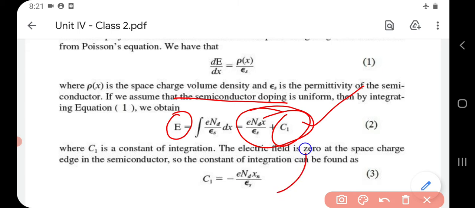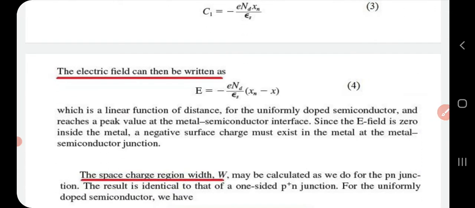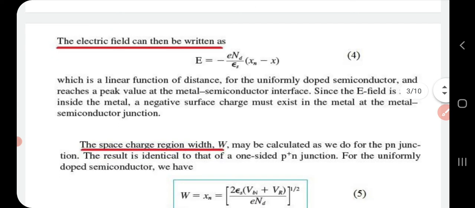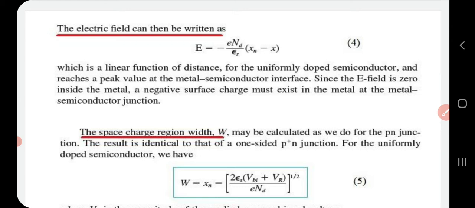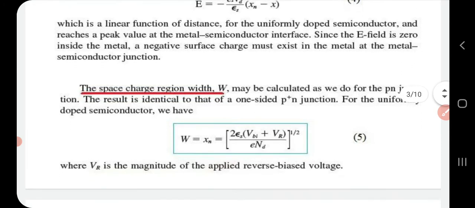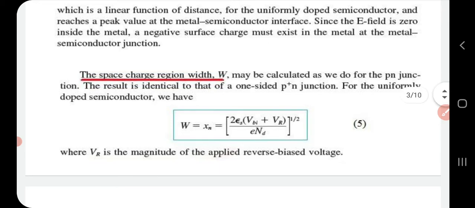Now substitute the value of C1 in equation 2. Equation 2 will get modified as E equal to minus e N_d by epsilon_s times (x_n minus x). This is a linear function of distance only in the case of a uniformly doped semiconductor, because we have assumed uniform doping, and it will have a maximum value at the metal-semiconductor interface. Since the electric field is 0 inside the metal, a negative surface charge will exist in the metal at the metal-semiconductor junction.